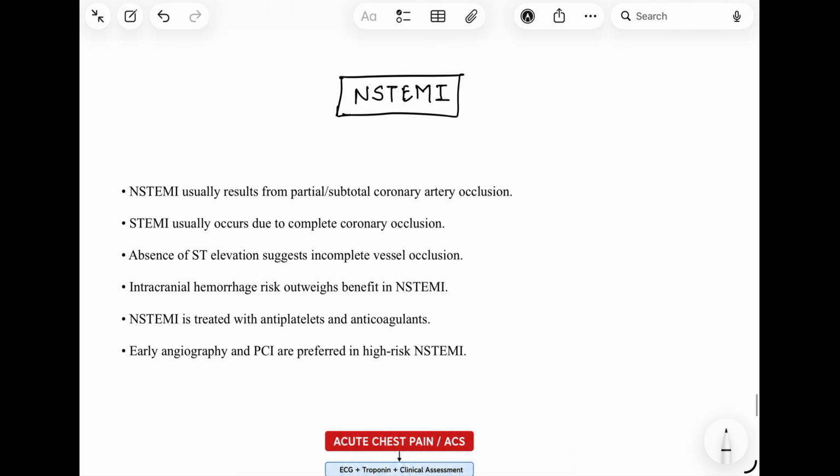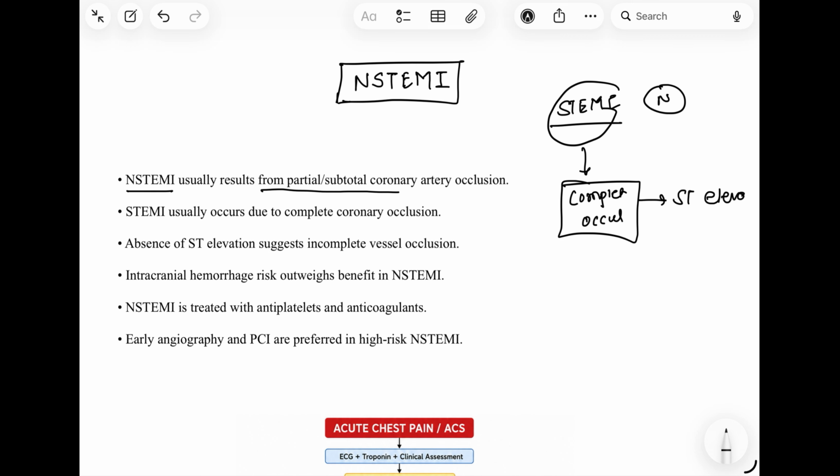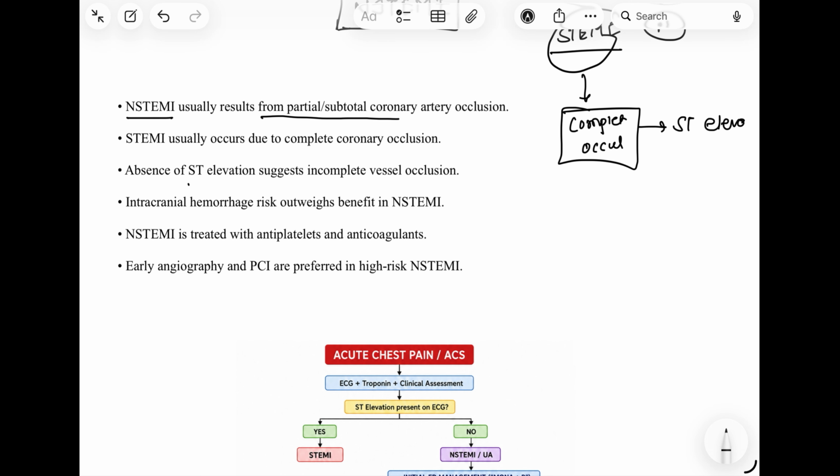The basic difference between STEMI and NSTEMI is that NSTEMI usually results from partial to subtotal coronary artery occlusion, while in STEMI we get complete occlusion, and this results in ST elevation. If there is partial or subtotal coronary artery occlusion, then we get NSTEMI. So absence of ST elevation suggests incomplete vessel occlusion, and there will be increased cardiac markers, right? So why don't we thrombolyze NSTEMI? Because there is a higher risk of intracranial hemorrhage, and this will outweigh the benefit, right?